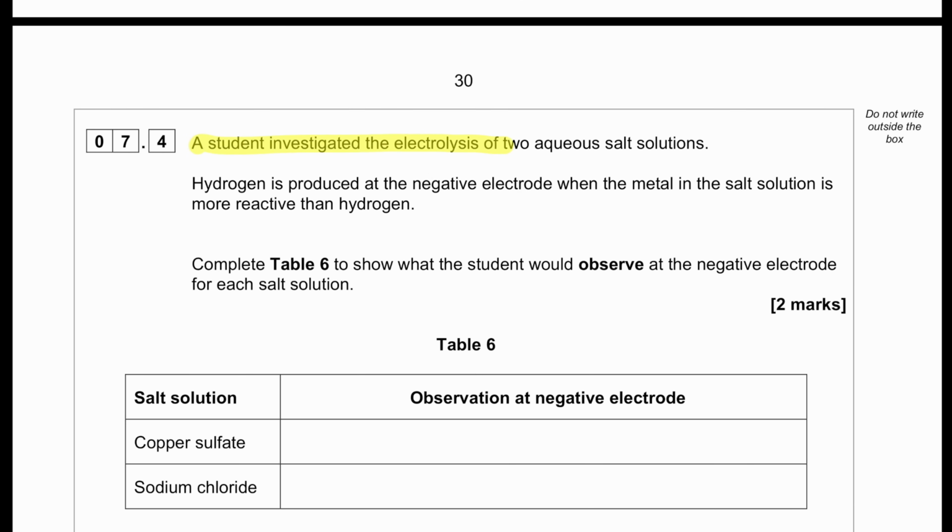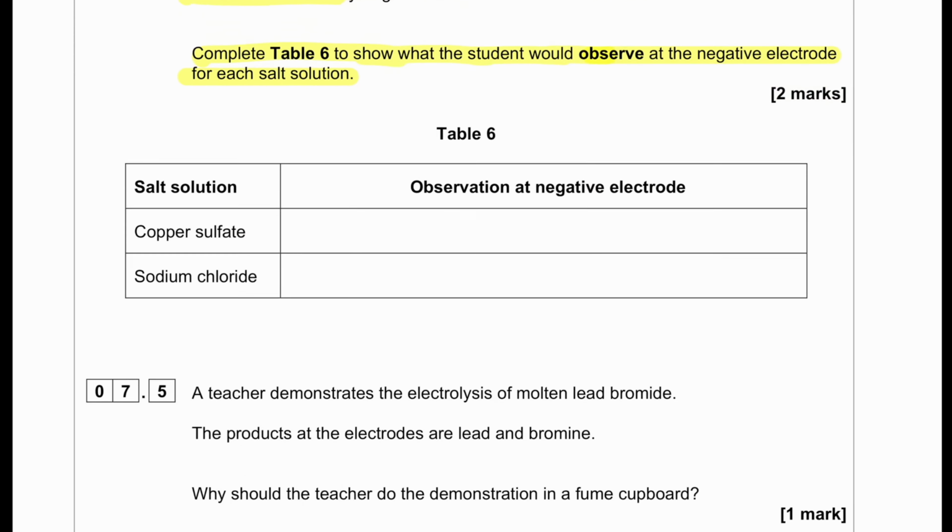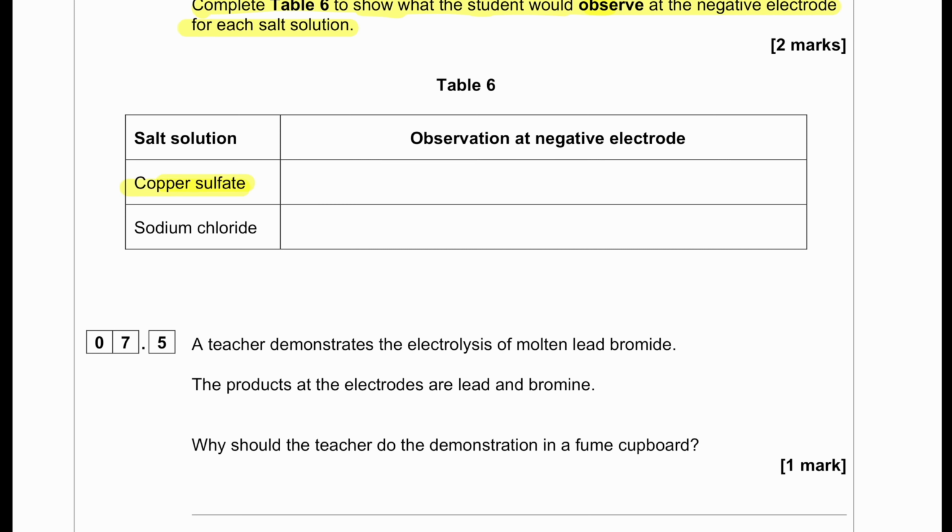A student investigated the electrolysis of two aqueous salt solutions. Hydrogen is produced at the negative electrode when the metal in the salt solution is more reactive than hydrogen. Complete table 6 to show what the student would observe at the negative electrode for each salt solution. Okay. So for copper sulfate, you see negative electrode is going to attract positive ions.